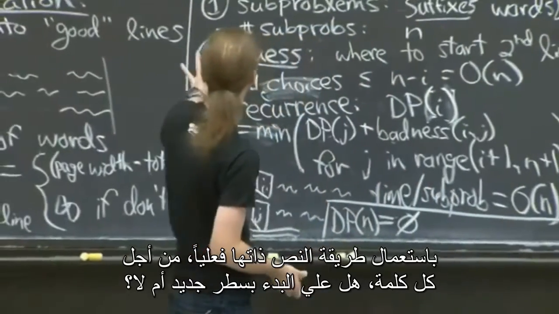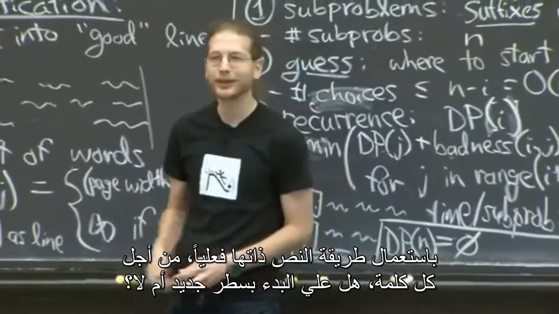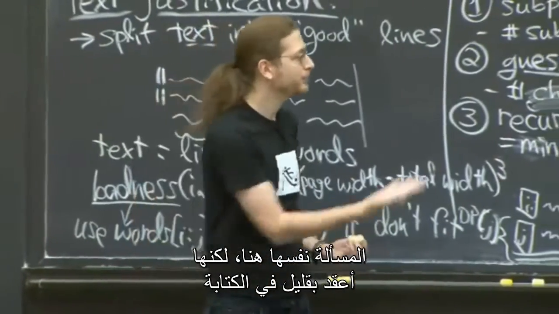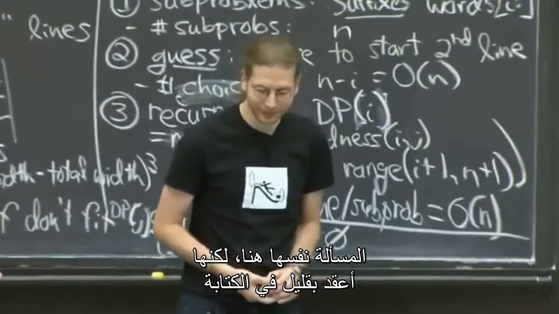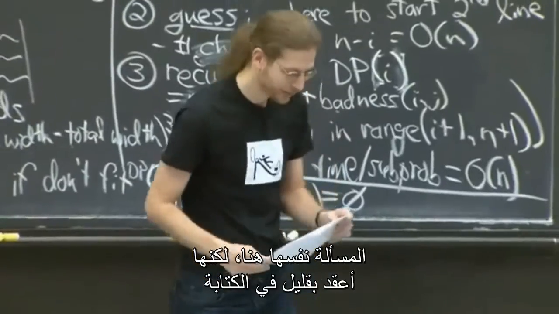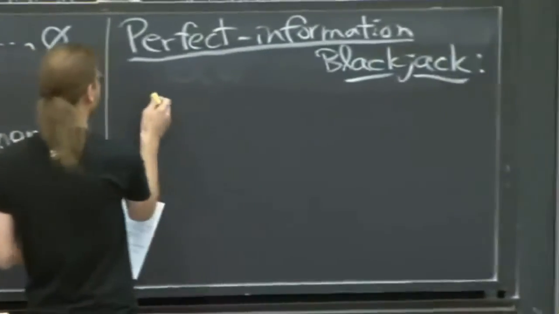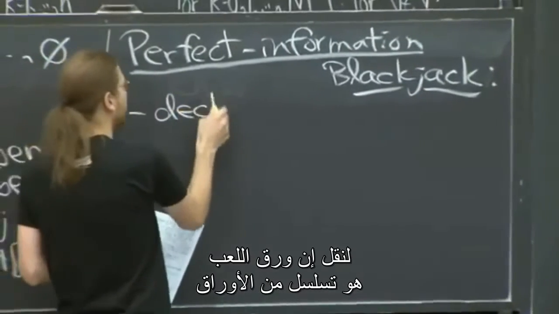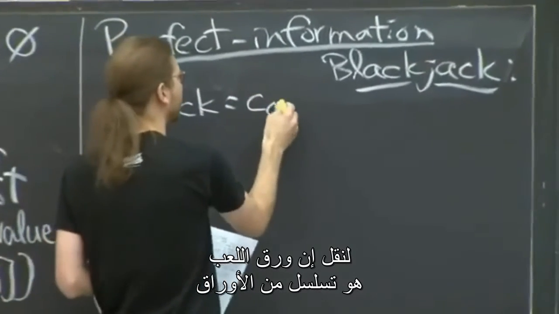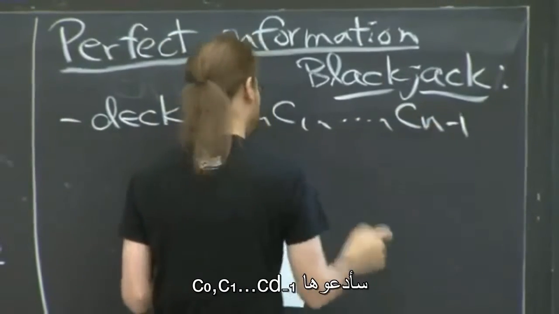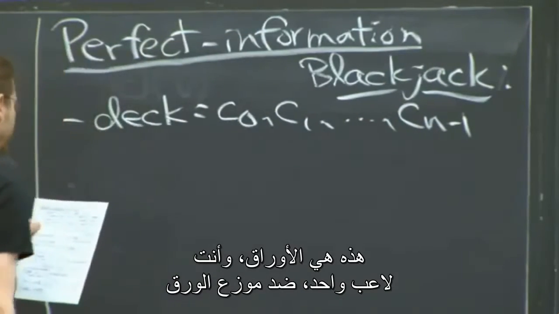Using exactly the same strategy as text, actually. It's really, for each word, should I start a new line or not? Same problem here. Okay, slightly more complicated to write down. So let's say the deck is a sequence of cards, and I'm going to call it C0, C1, up to Cn minus 1. It's n cards.